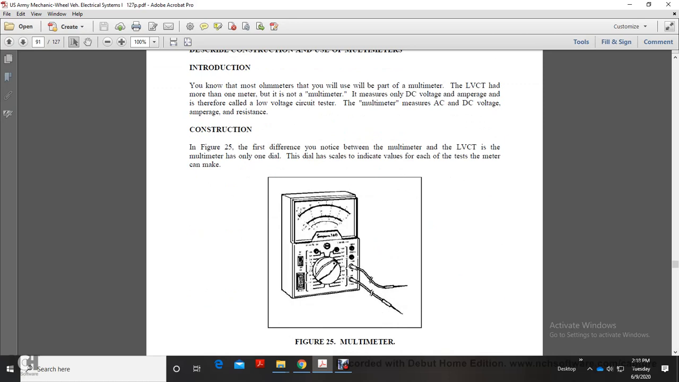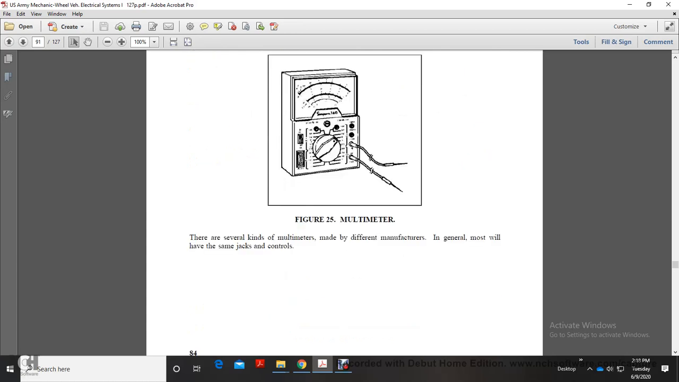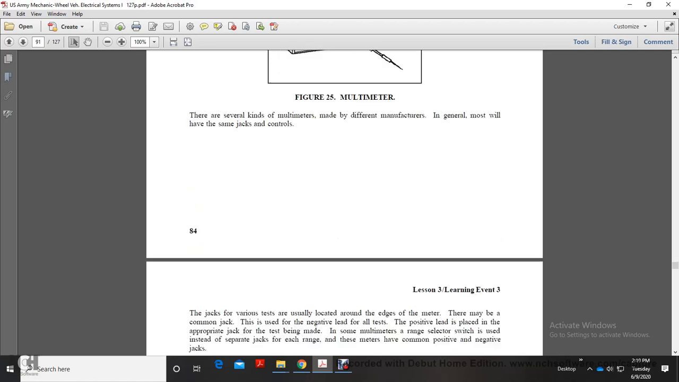Construction. Figure 25. The first difference to notice between the multimeter and the low voltage circuit tester is that the multimeter has only one dial. The dial has scales indicating the values of each of the tests the meter can make. Figure 25, multimeter. There are several kinds of multimeters made by different manufacturers, but generally most of them have the same controls.